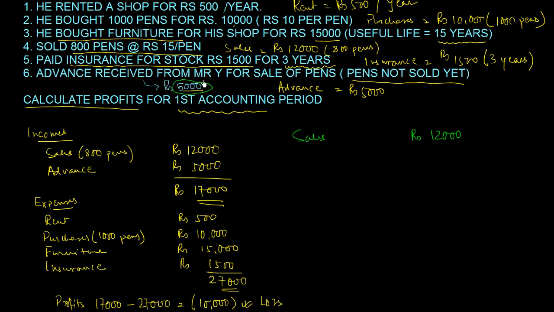Rather, this will be recorded as a liability and will find a place in the balance sheet, but it will not be considered while calculating the profits and losses. So advance received will not be considered. So in this case, total incomes would be rupees 12,000 only. Now let us see the expenses part.